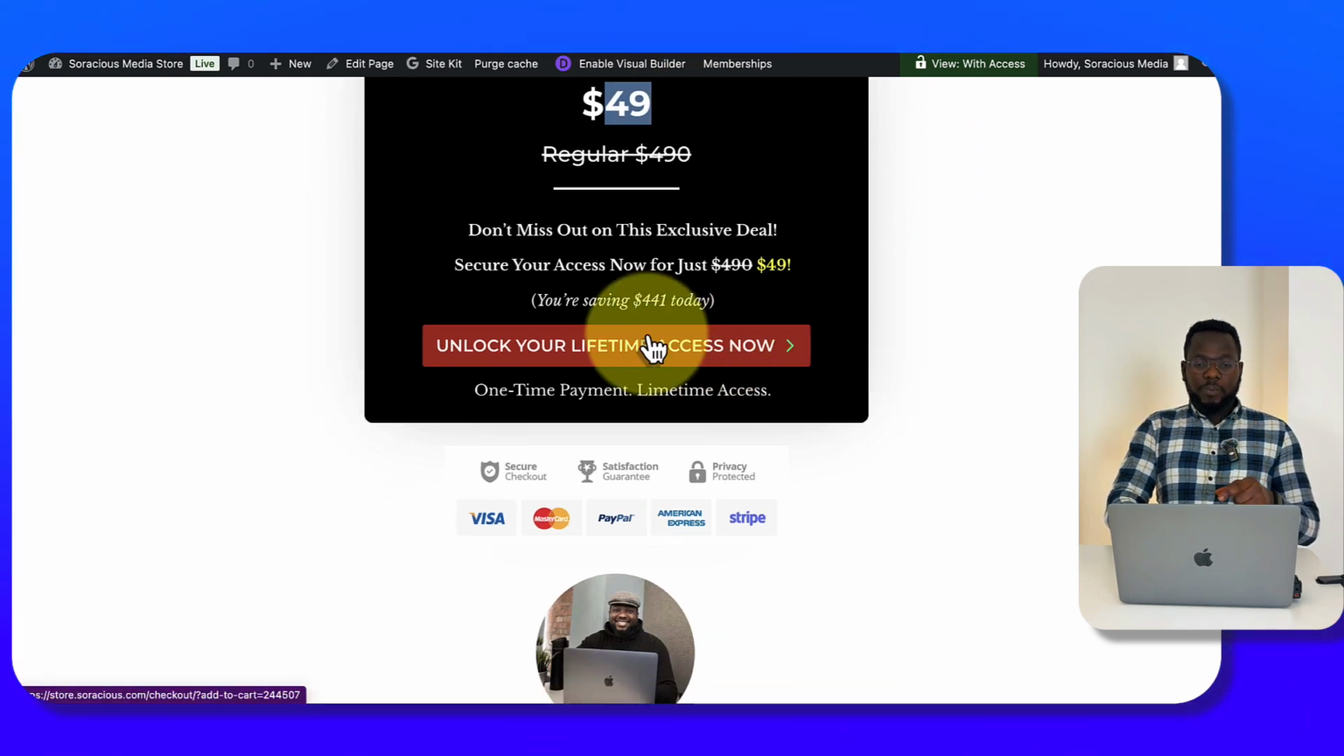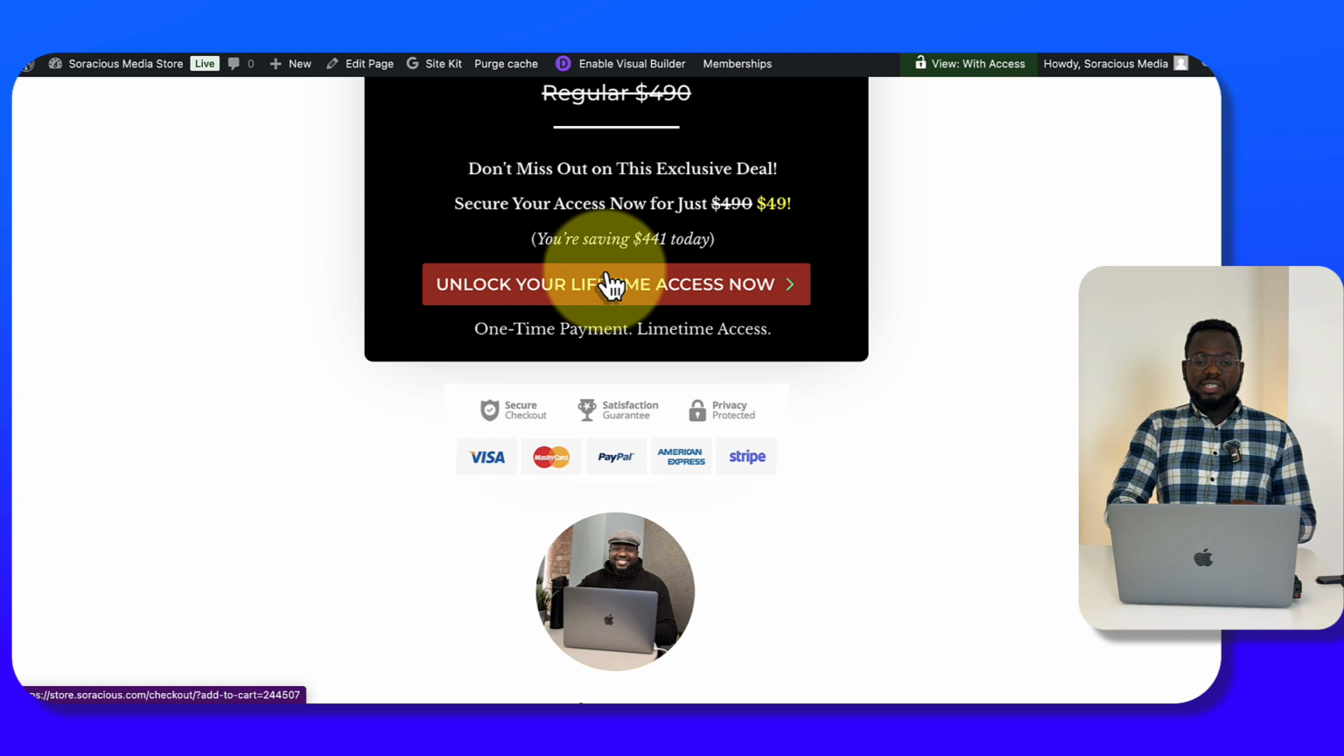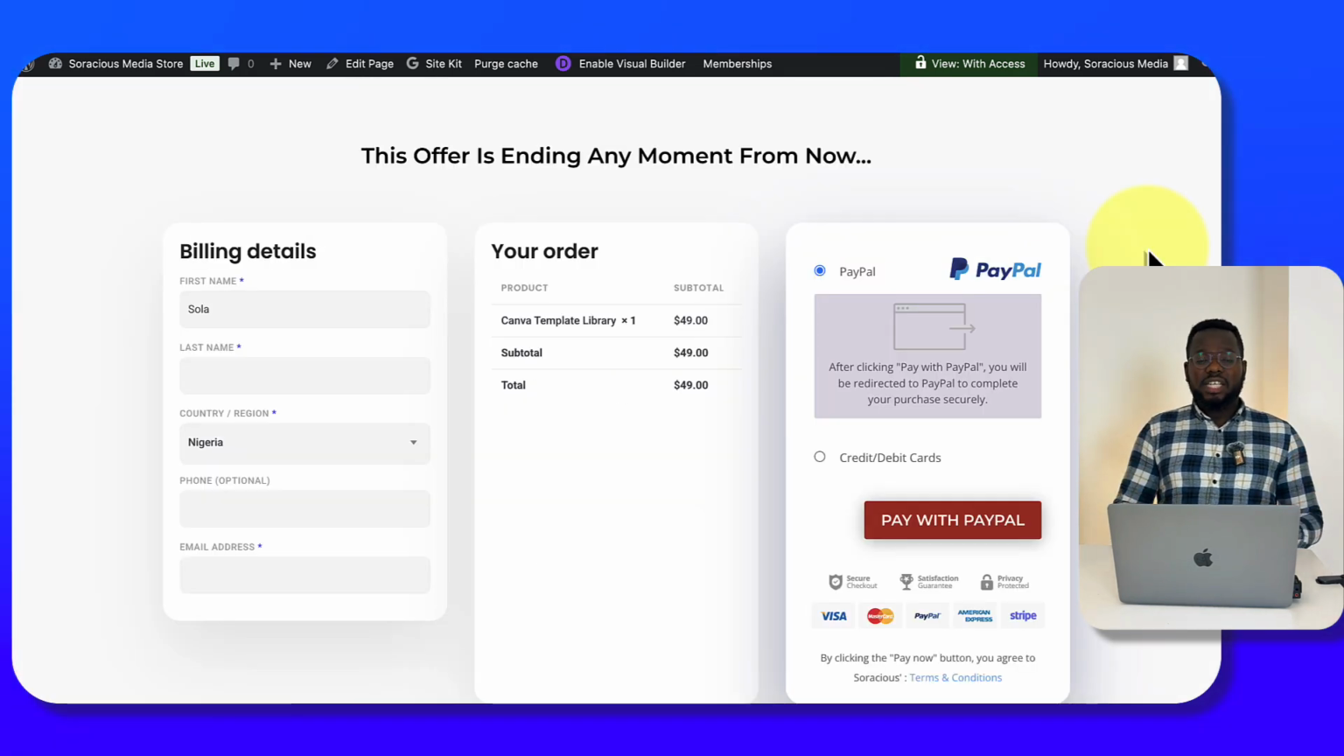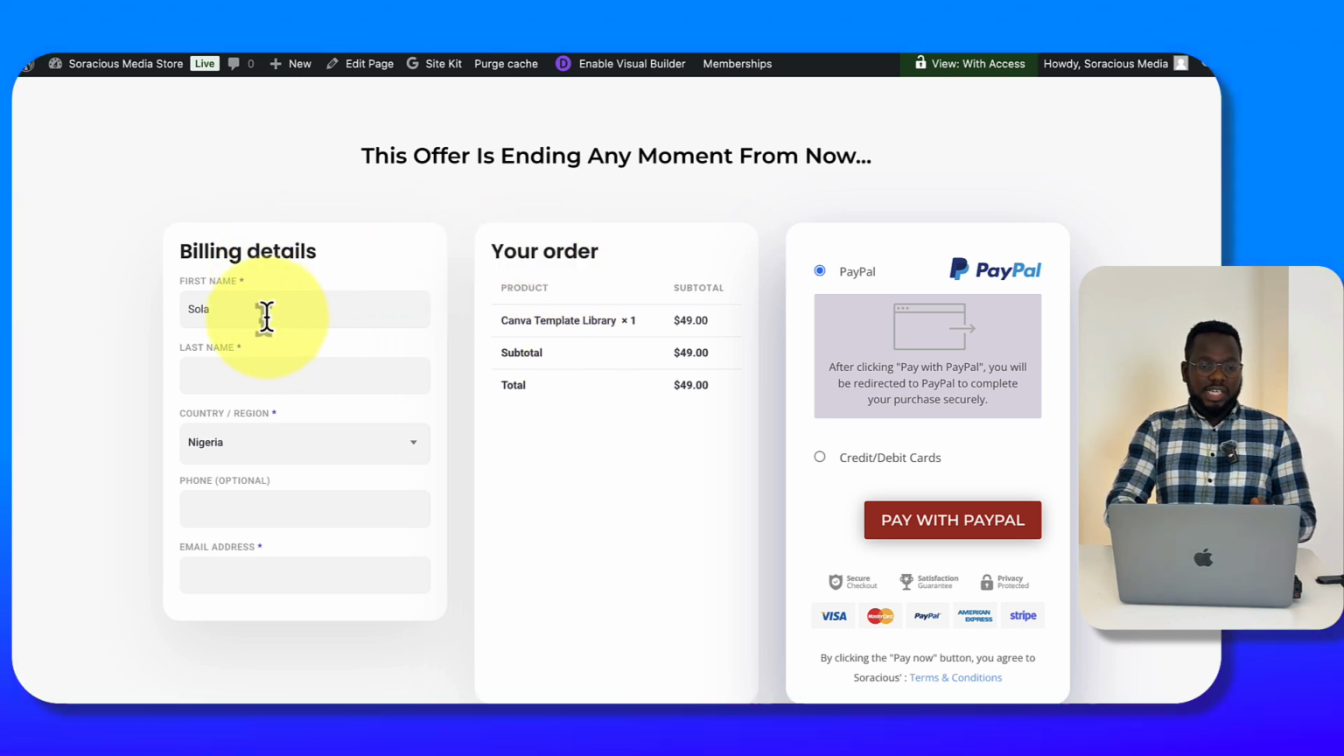Now this is a button that will lead people to the checkout page. Let me show you how the checkout page is built, just to show you what I'm talking about. Okay, so this is the checkout page. As you can see, it has simple information. It shows your order, the name, last name, you select your own country, phone number, and we even put optional there, and then email address.